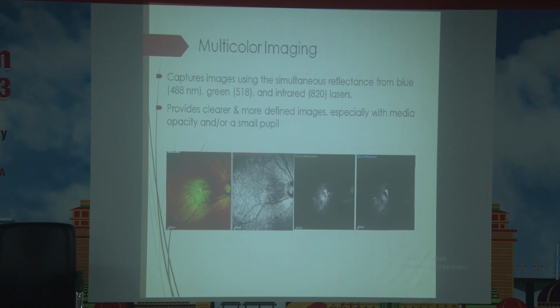Then next is multicolor imaging. It captures images using the simultaneous reflectance of blue, green, and infrared laser waves. The blue gives a better view of the inner retina and the vitreous, whereas the green shows the deeper retina, and the infrared gives the outer retina and the choroid. It provides clearer and more defined images, especially with media opacity and through a small pupil.